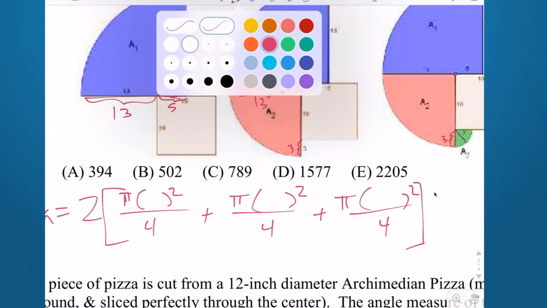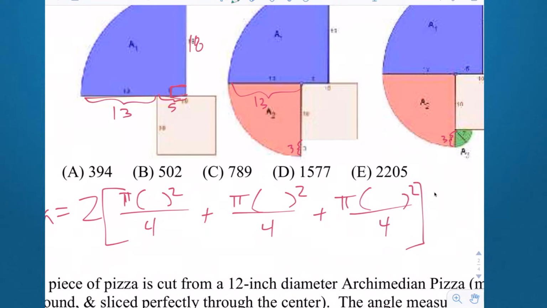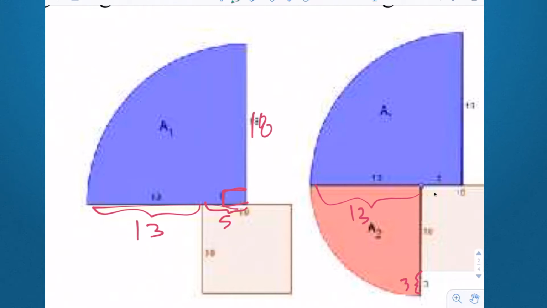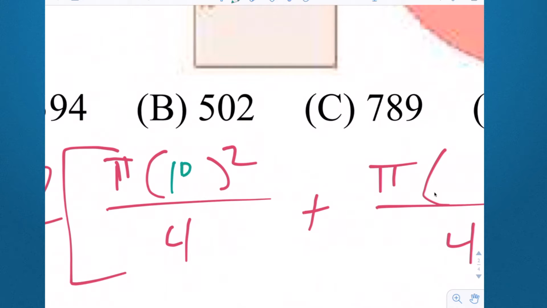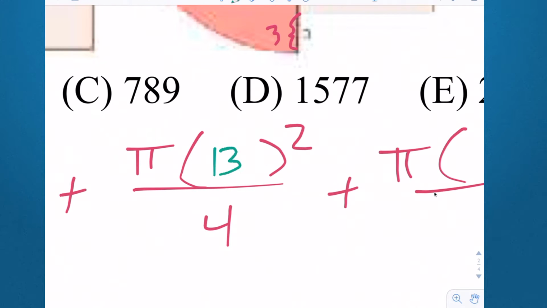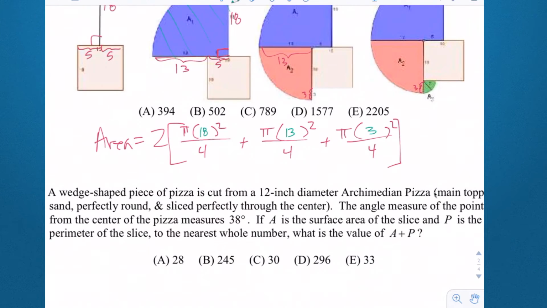Okay, so what are my 3 radii? Because we have what fraction of a circle for each of these? It's a fourth. It's a perfect fourth of a circle because the angle is 90. And 360 divided by 4 is 90. And the area of a circle is pi r squared. So you take a fourth of it. So your radii are 18, 13, and 3. And there's your setup.